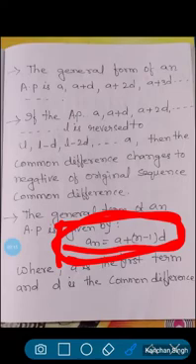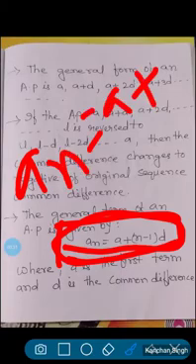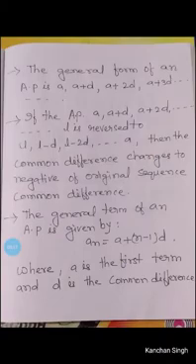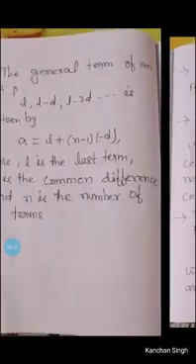So we can write the general form of an AP as: An is equals to what? A plus (n minus 1) d. Is that okay? Here A is our first term and d is the common difference.